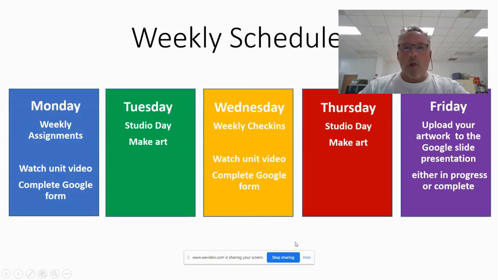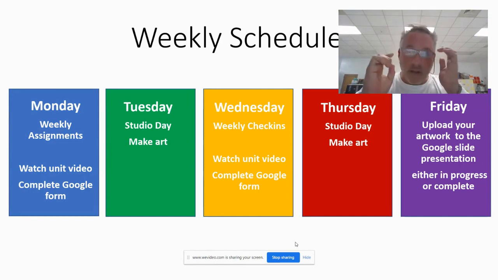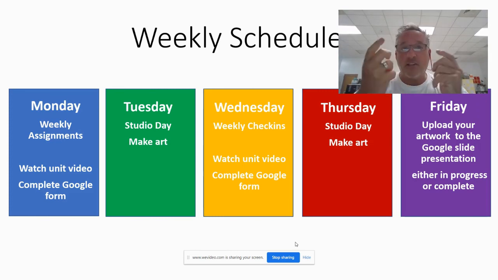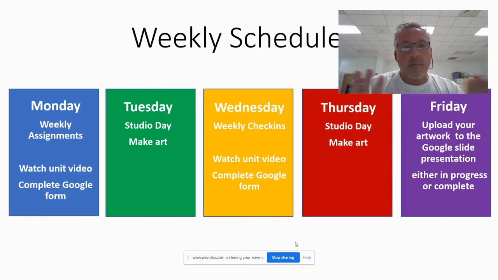All right, let's take a look at the weekly schedule. Here's how it's going to work around here. On Mondays, just like today, you're going to check into the Google Classroom, and I'm going to give you a weekly assignment. You'll probably watch a video, have to complete a Google form. And that'll be it for Mondays. On Tuesday, it's a studio day. So you work in your studio, set up a space where you can make your art, and make art.